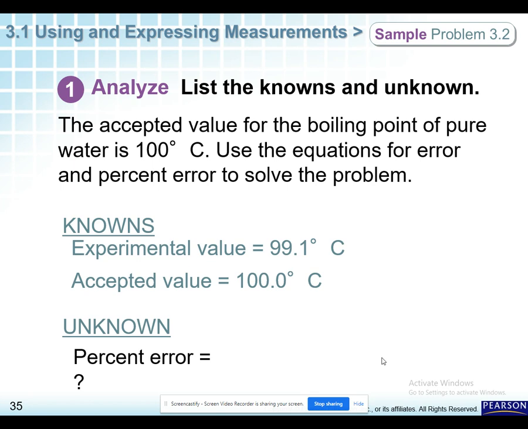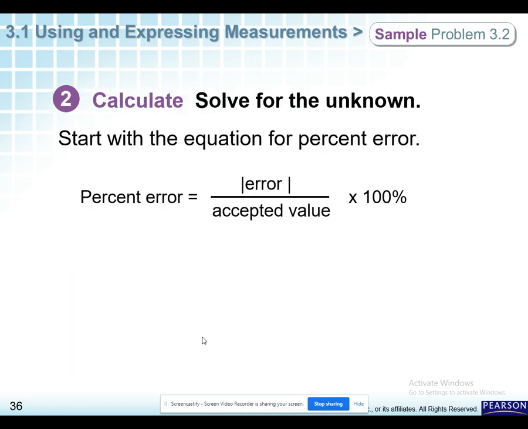So let's analyze. List our knowns and unknowns. Well, our accepted value is 100. Our experimental value is 99.1. And our unknown is our percent error. That's what we're trying to find. Then we're going to start with the equation that we know for percent error. Percent error equals the absolute value of your error divided by your accepted value, times 100 to make it a percent.